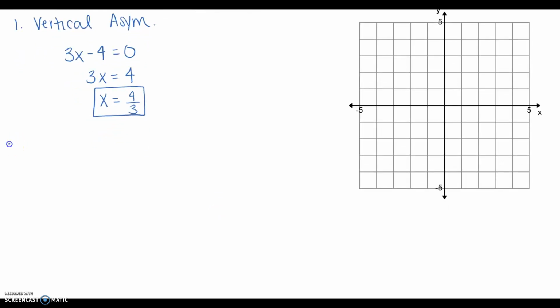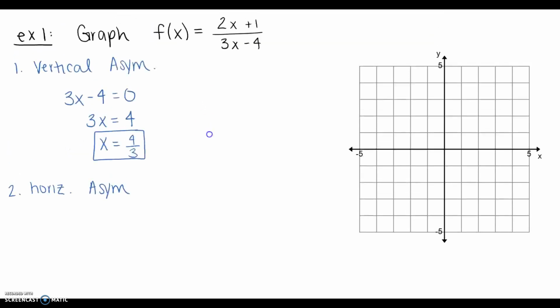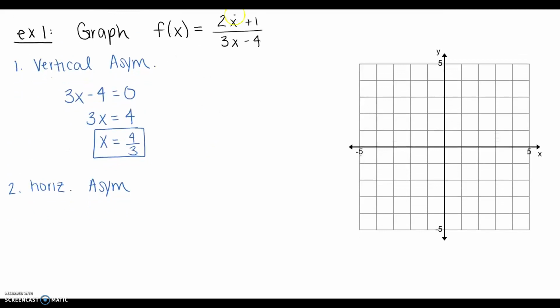Then we need to find our horizontal asymptotes. To do that, we look at the degree of the numerator, which is 1, the degree of the denominator, which is 1. Since 1 equals 1, our asymptote is going to be y equals the ratio of the leading coefficients, which in this case is 2/3. So our horizontal asymptote is at y equals 2/3.